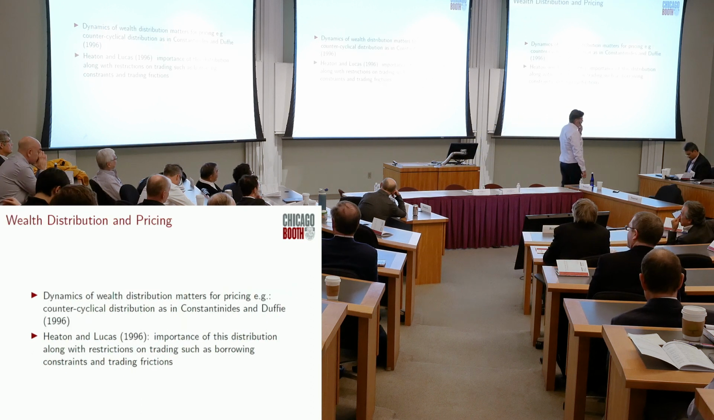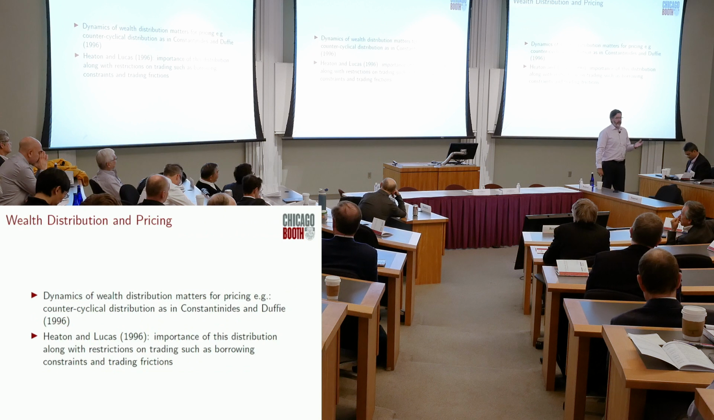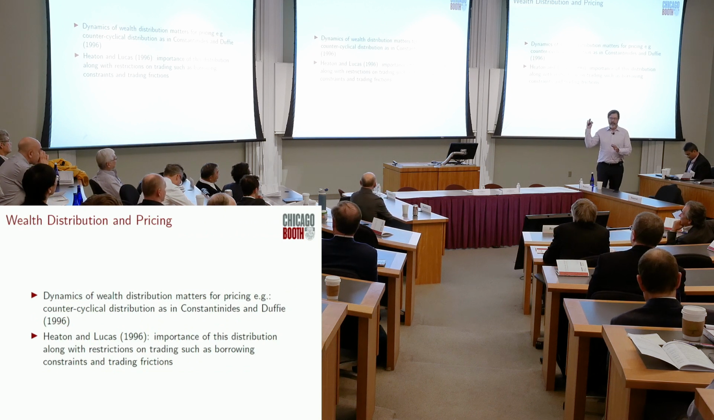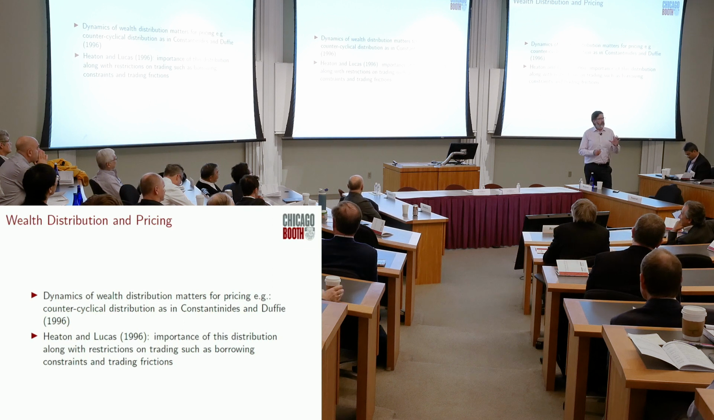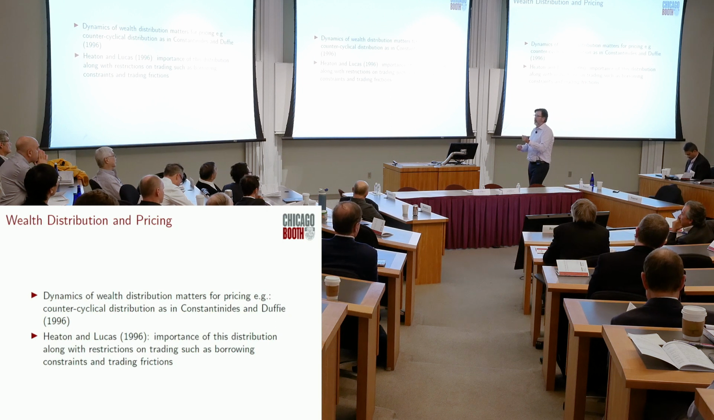We've known for quite a while that the dynamics of the wealth distribution matter. A classic example would be Constantinides and Duffie, with this possibility result about how the wealth distribution shifting over time can really change the way assets are priced.